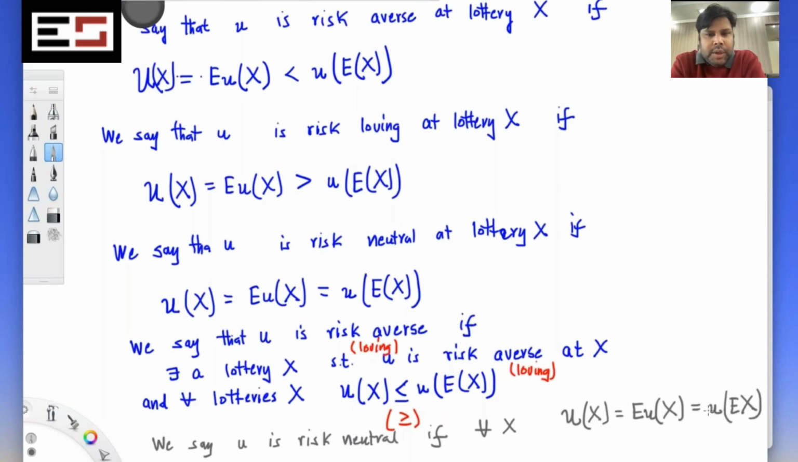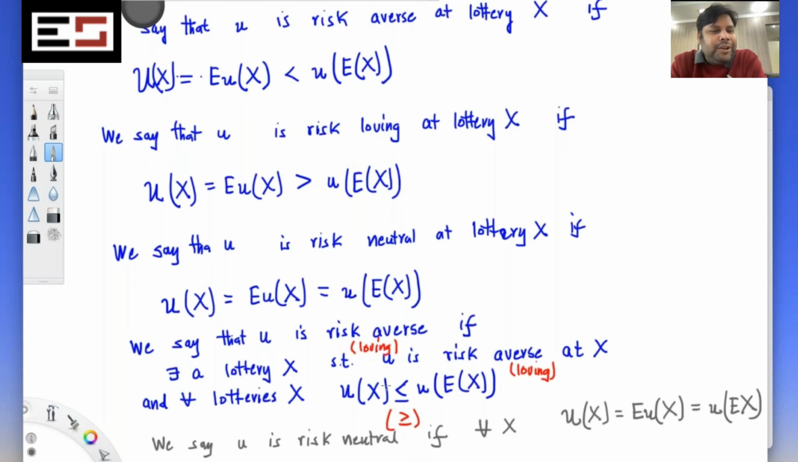Is that clear? Now, if you just look at this, u of X being less than or equal to u of E of X, this is nothing but Jensen's inequality. Jensen's inequality, when we have concave functions: if u is concave, then this inequality holds. And if u is convex, then the opposite inequality holds always.